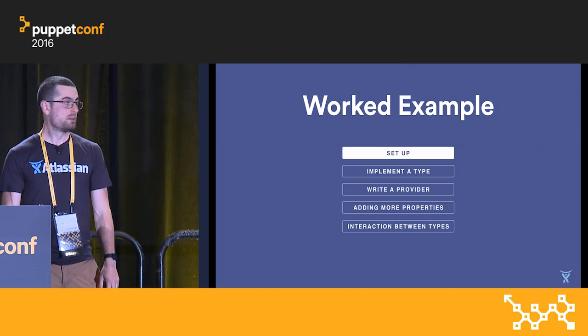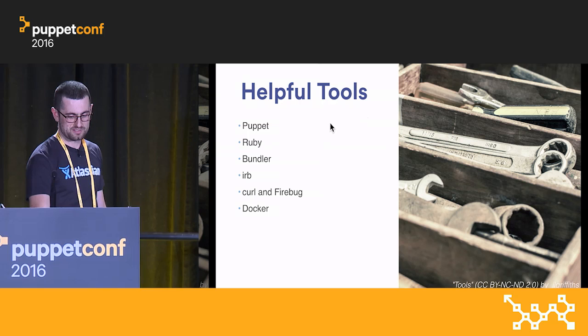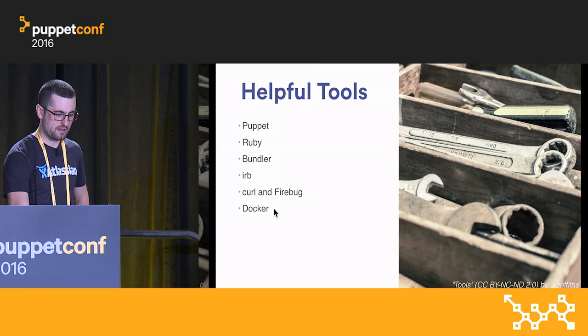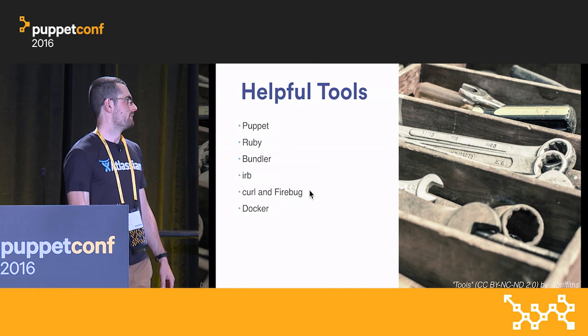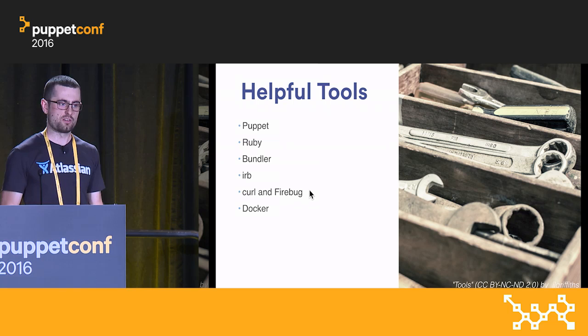So, helpful tools. Puppet's going to be pretty useful in this situation. Same with Ruby. Docker, in our case, we need Docker because the application that we're going to write our type and provider against is running in a Docker container. These ones here, Bundler, IRB, and curl, they're useful for exploring and the development loop, but they're not necessary.